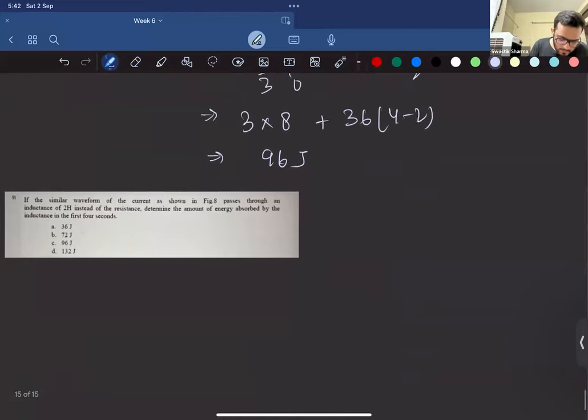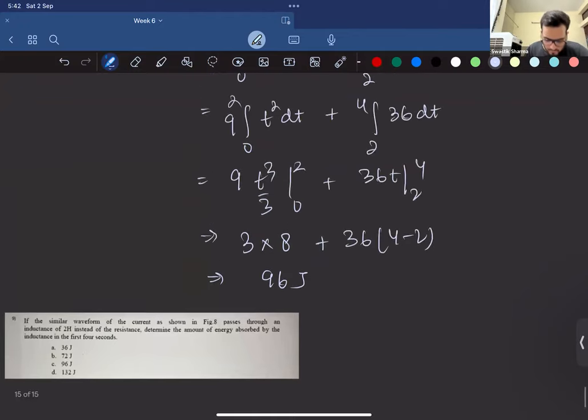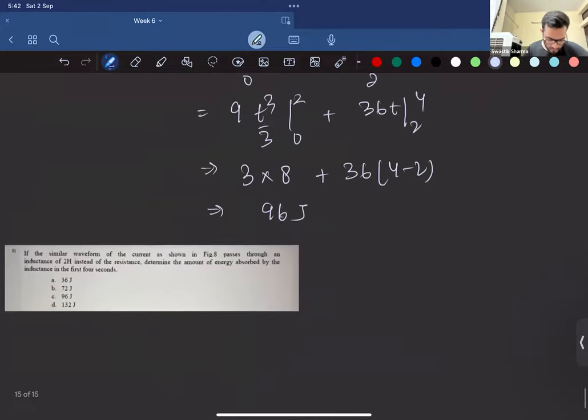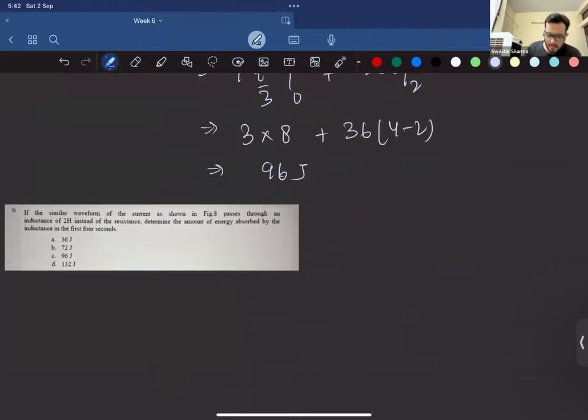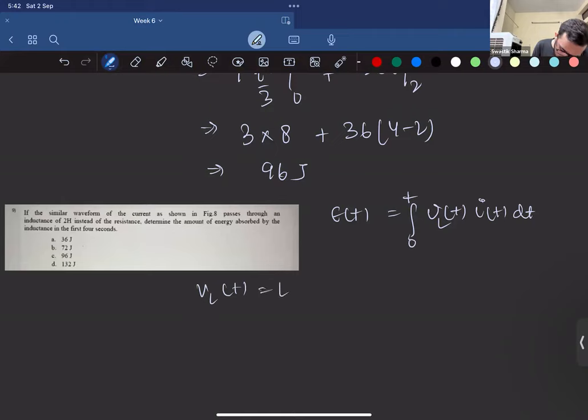Okay. So now we have a new question. It's saying that instead of that 1 ohm resistance, there is a 2 Henry inductance now. And we are required to find the energy absorbed by that inductance in the first 4 seconds. So we know E(t) is what? Integration of p dt, that is v(t) into i. V_L is nothing but L dI by dt, right?